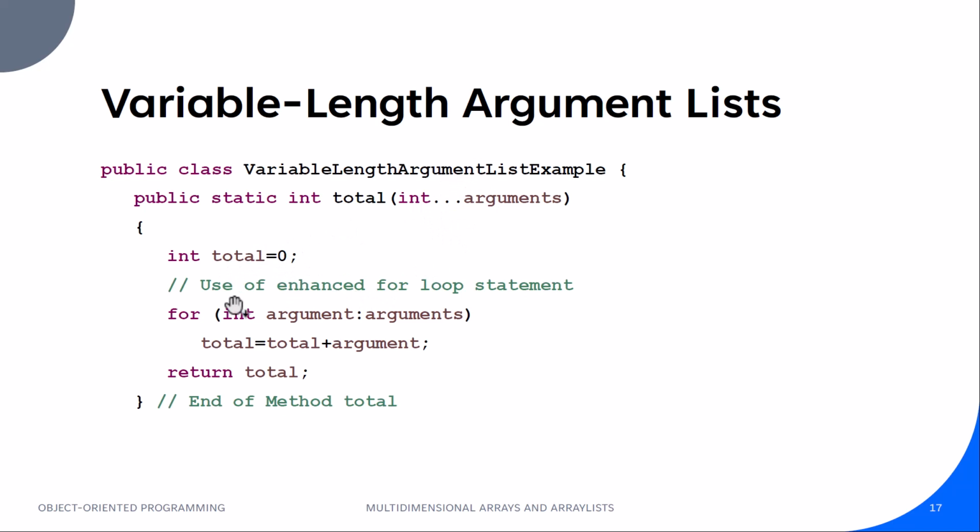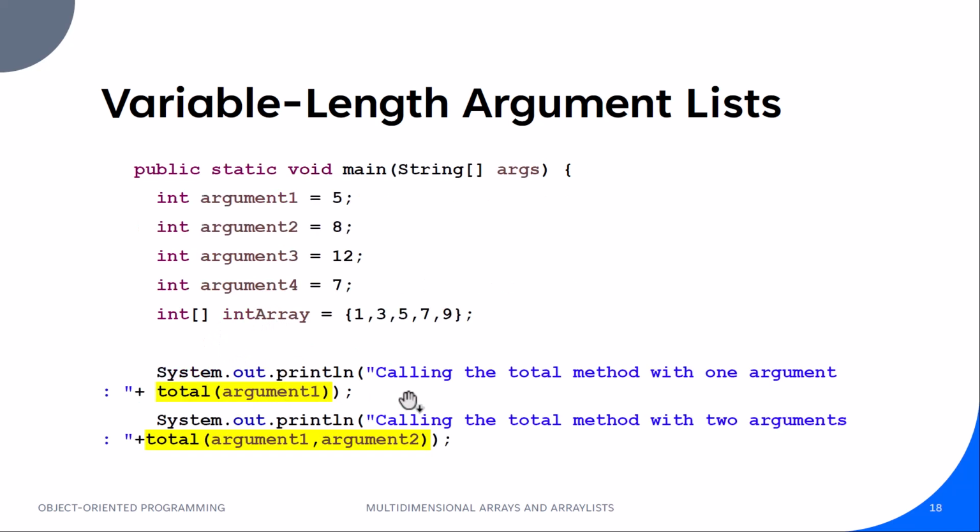And we are using an enhanced for loop statement, iterating the arguments, calculating the total, and finally returning the total. Now, within main we define 4 integer variables, and then we define an integer array, and we initialize the array.